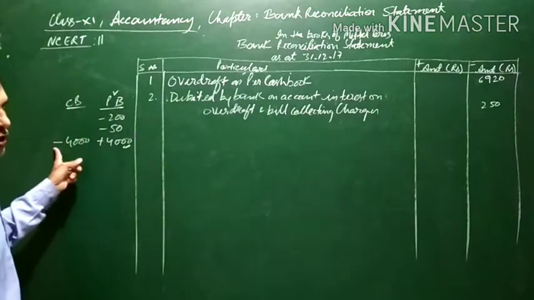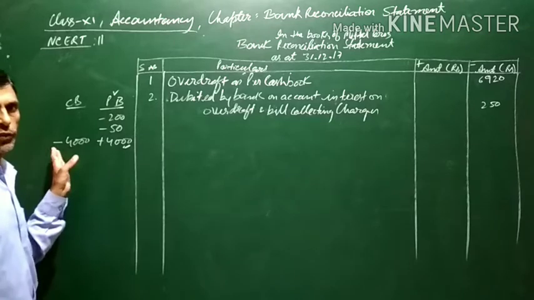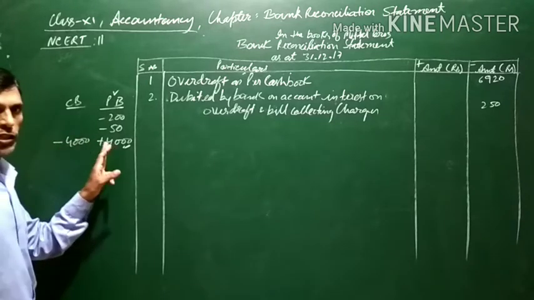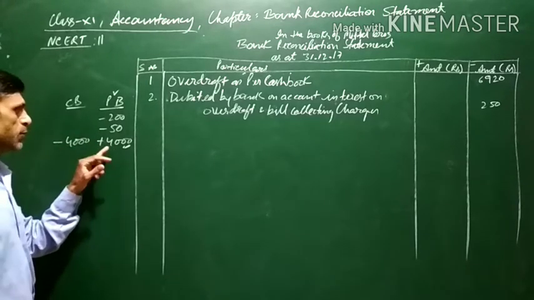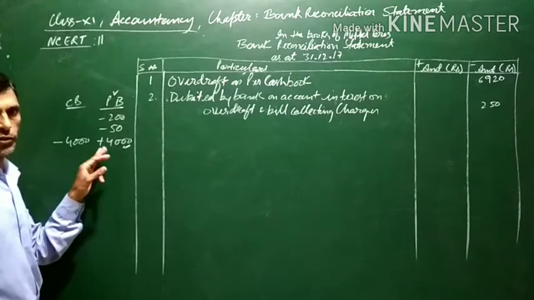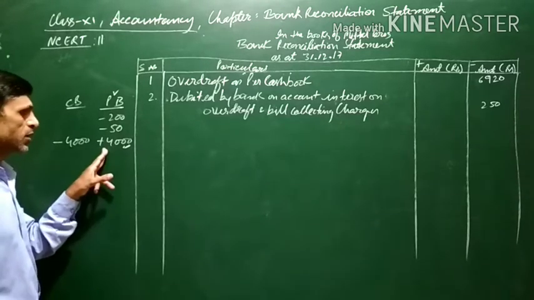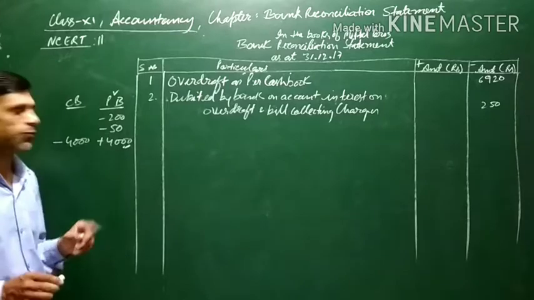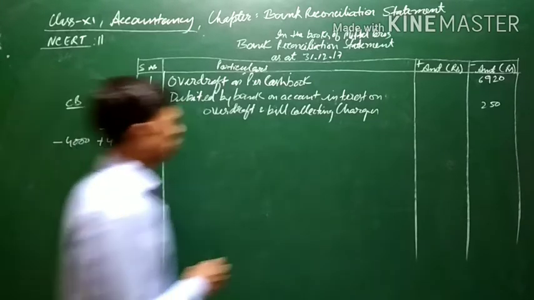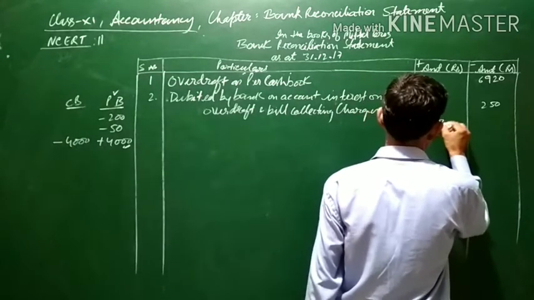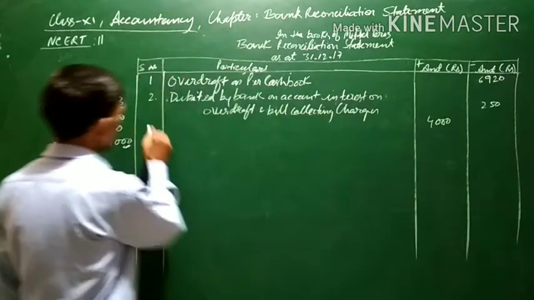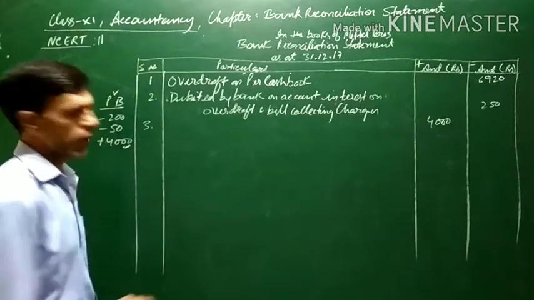Because the check has been drawn, the cash book will record it as a payment, but since the check has not been encashed, there will be no deduction in the passbook. Deduction in the passbook will not be reflecting, meaning 4,000 extra balance will be reflecting in the passbook, so we will write this 4,000 in the plus column also. 4,000 check issued but not encashed.